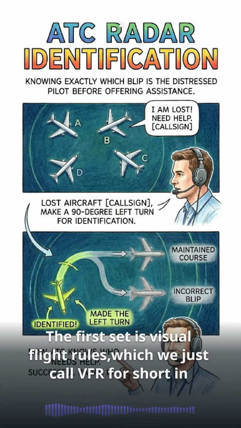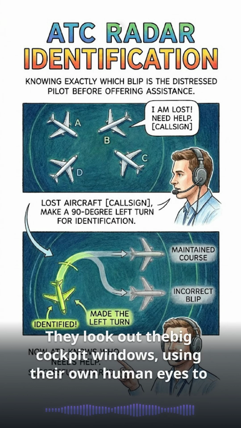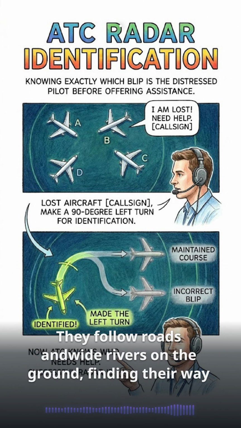When flying under visual flight rules, the pilot must be able to see the ground clearly. They look out the big cockpit windows, using their own human eyes to avoid crashing into things. They follow roads and wide rivers on the ground, finding their way exactly like a driving car.